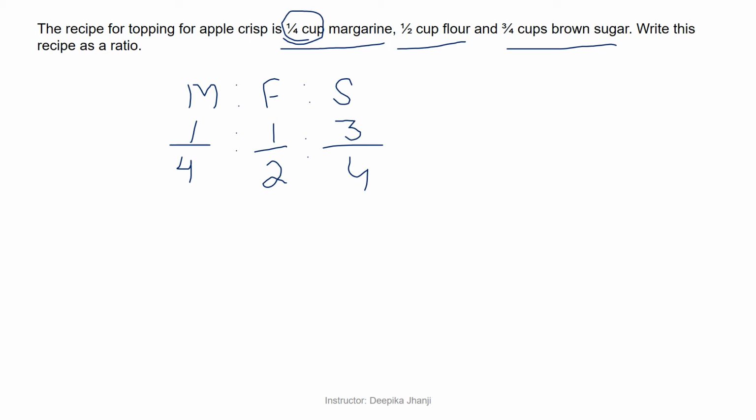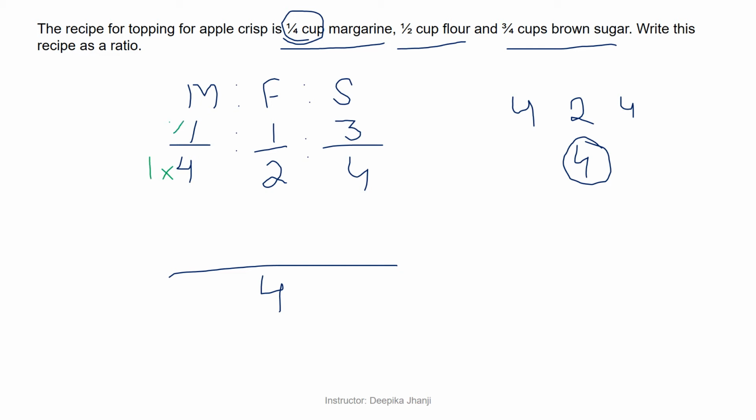So what we do, we take the LCM of the denominators. So we have 4, 2 and 4 as denominators. Their common LCM is 4, right? So let's write down the common LCM. As we do in ratios, we adjust numerators, right? So how do we get 4 from 4? We multiply it by 1. So let's multiply the numerator by 1. So we have 1 for margarine. And then we use a colon again.